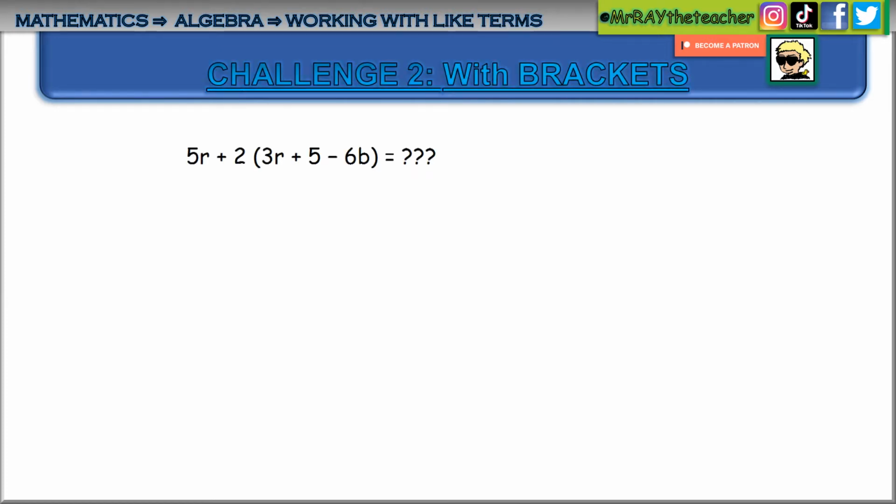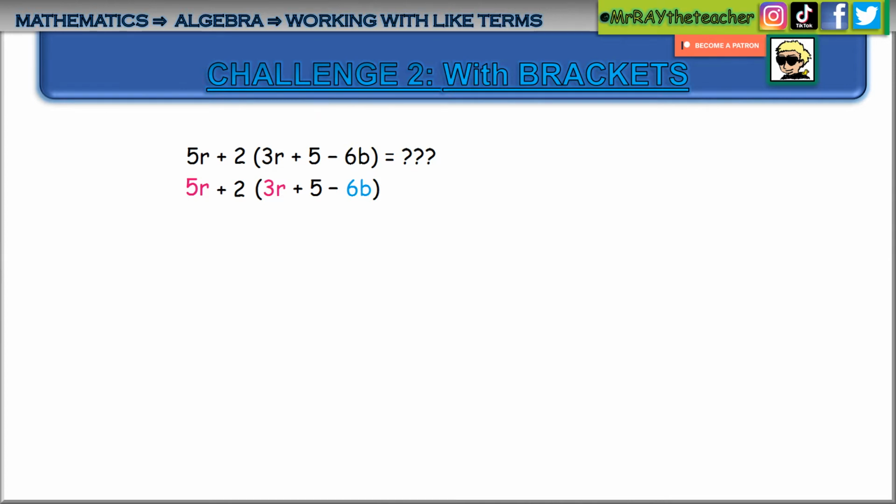Again, challenge 2 with brackets, BODMAS, the brackets component. We've got 5r plus 2, and then we've got in brackets 3r plus 5 minus 6b equals. So let's put it into colors. 5 reds plus 2 no colors. And then we've got this one. Now, see how that came in one bunch. It's because it's a bracket. That should be a hint that you do this.